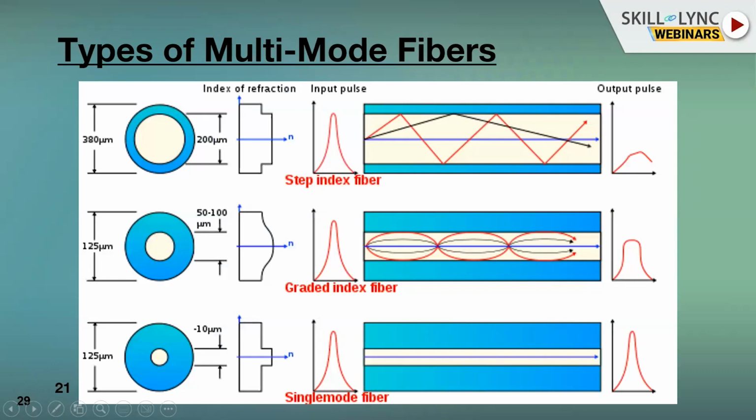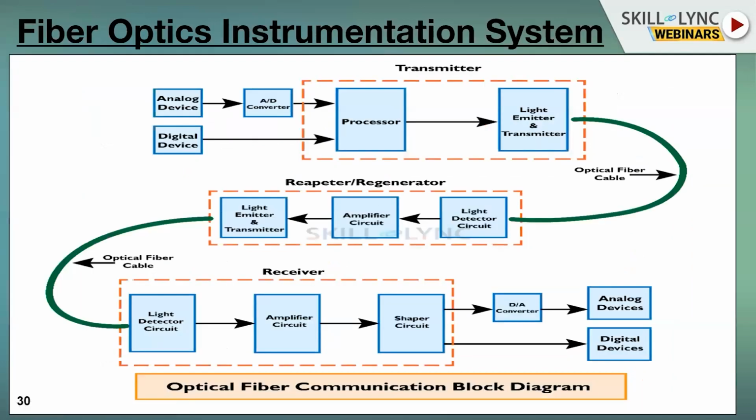Okay, now let's see the light again. The input impulse and the output impulse can be seen here. As I said before, the step index has a certain set of microns. If something is traveling here, everything is going back. If you see the output pulse, you can see that it is rising and it is going down. Whereas the graded index fiber has a specific type of output, that means it has an optimum output. Okay, clear? Now let's talk about the fiber optics instrumentation system.